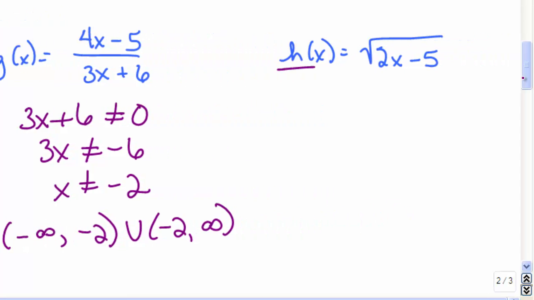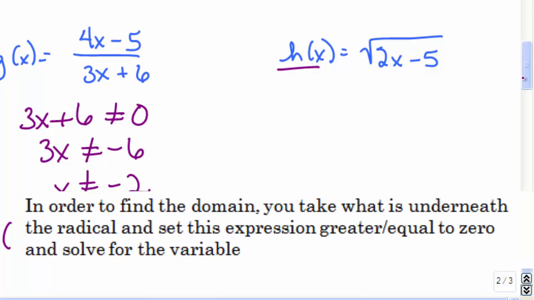All right, the third example, we have a square root. So we're going to look at this, and it says you want to make sure it's real numbers, so not imaginary. So what do we have to do? We want to take what's underneath the radical and set this expression greater than or equal to 0. So we have 2x minus 5 greater than or equal to 0. Now why we do that is we're saying if I take the square root of something bigger than 0, I don't have a negative, so I won't have an imaginary number. All right, so I'm going to now solve for x.